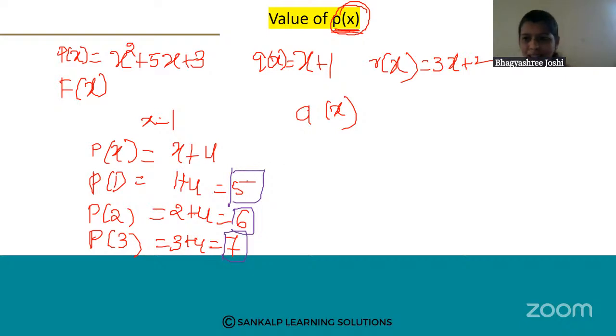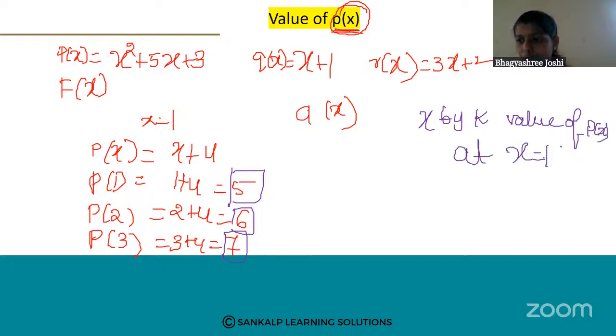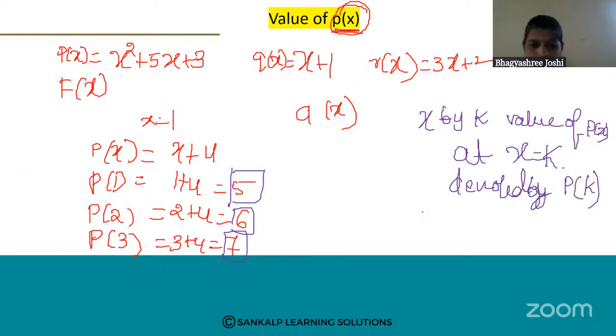So you are saying we did not understand. Replacing x by k, then it is called as value of p of x at x is equal to k. Okay, and it is denoted by p of k. See here p of 1 is there, p of 1, p of 2, p of 3.